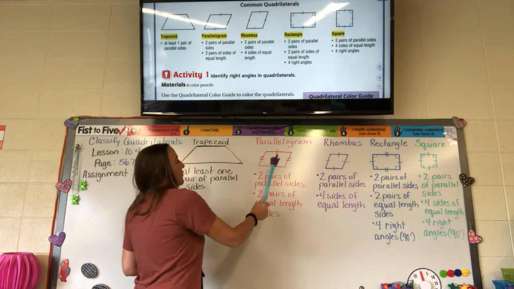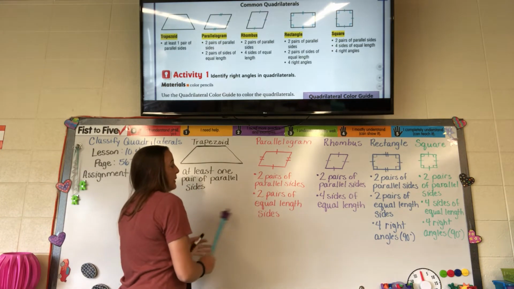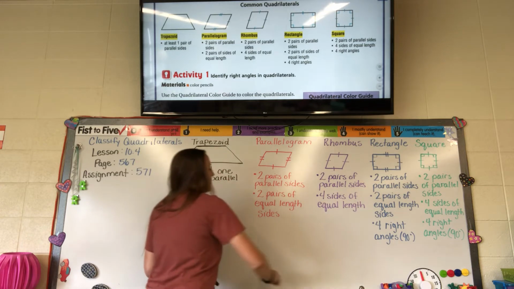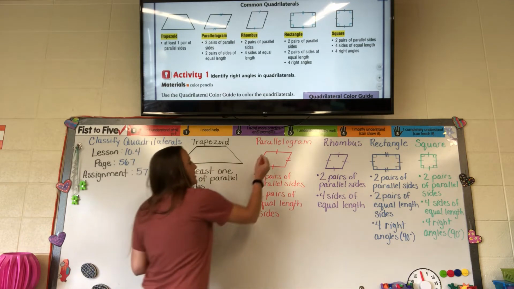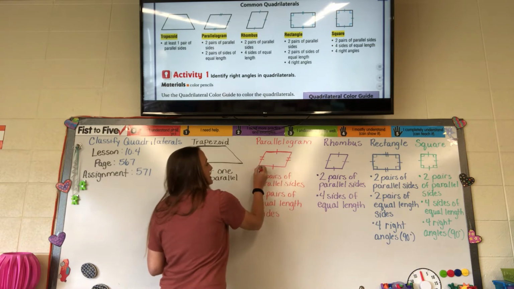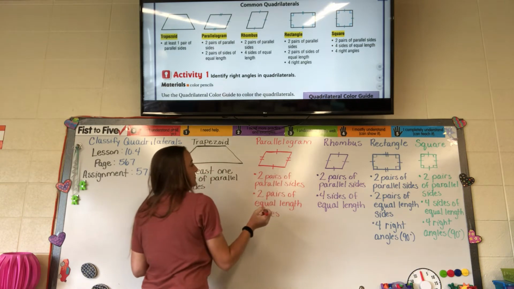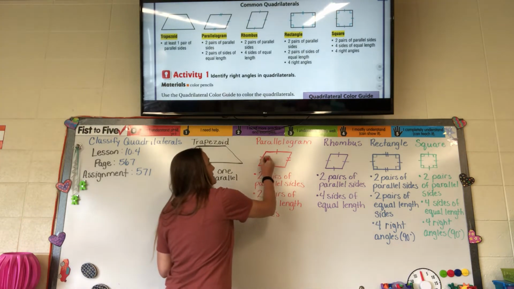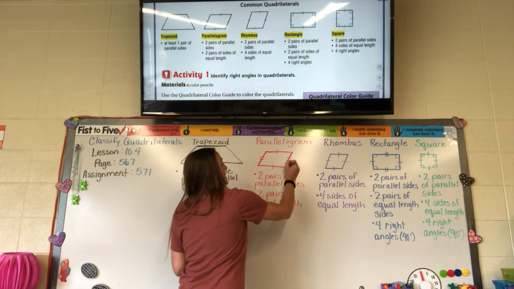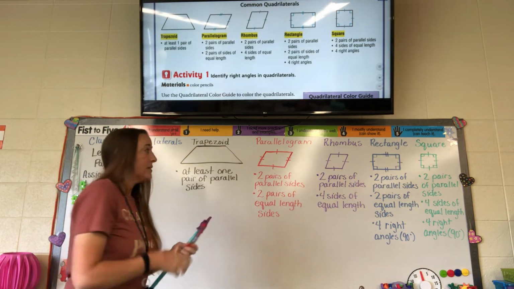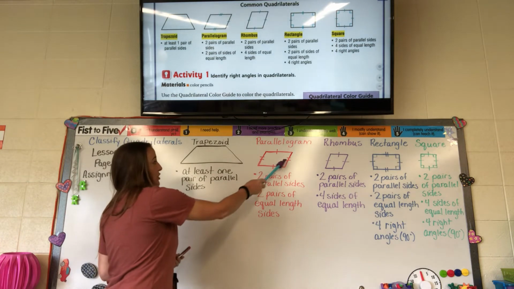A parallelogram has two pairs of parallel sides and two pairs of equal length sides. So this line segment is the same length as this one, and they're also parallel. And this line segment and this line segment are parallel and are the same side length. The little tick marks show us that.